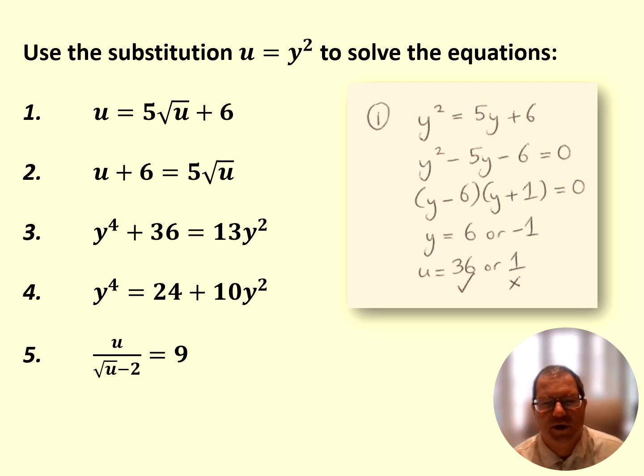It says 5 root u. Root 36 is 6, so that's absolutely fine, but root 1 is not negative 1, and hence 1 is not actually the solution, because it would have to give us a root of 1 in order to be a valid equation. And if we go back to the equation using 1 for u and 1 for the square root of u, we end up with 1 equals 5 plus 6, which is not true. So 36 is a valid solution. You get 36 equals 5 sixes plus 6, which is true, but 1 is not a valid solution. Please pause the video and have a go at the other 4 equations.